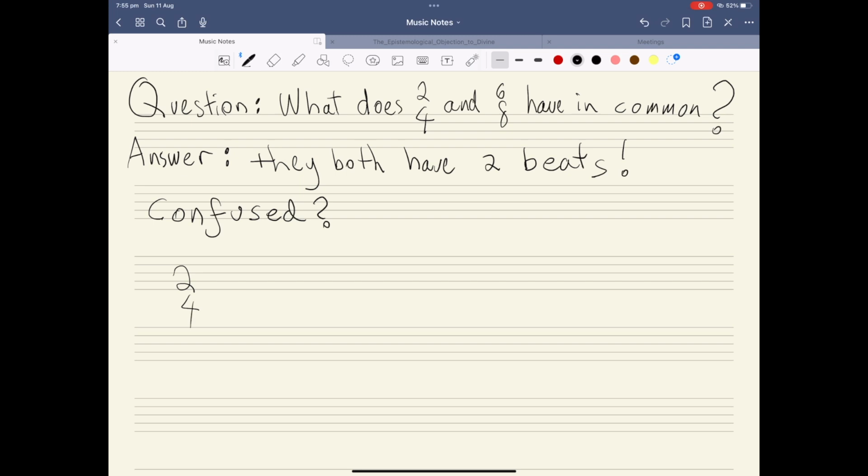it's really 2 crotchets in the bar. Wouldn't it be easy if we just draw a 2 and a crotchet? 2 crotchets in the bar. So there we are, 2 crotchets in the bar. All right, so that's obvious. And this is what we call simple duple, because there's only 2 beats in the bar.